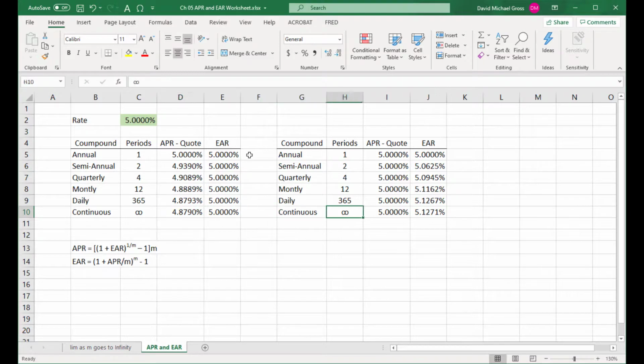And over here, I'm keeping the same APR quote, but showing as the number of compounding periods increase, the effective annual rate gets larger and larger. So 5% 2 times is 5.0625. 5% 365 times is 5.1267. And again, I can either get 5.1267 or I can get 5% daily. I am indifferent between the two. And here's the effective annual rate with that equation.